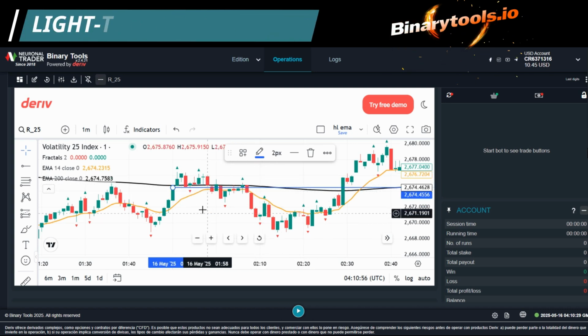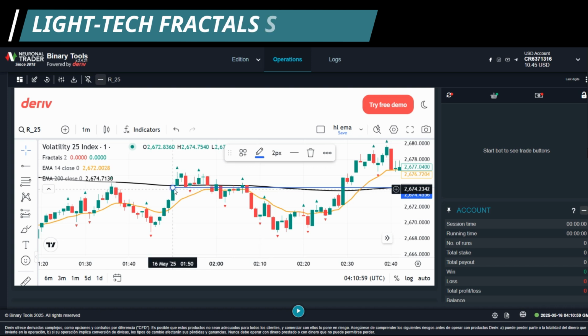The 200 was in the middle of the candle, which is not good. It indicates that the market is not good.